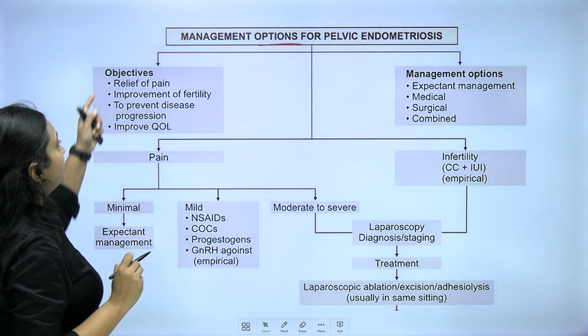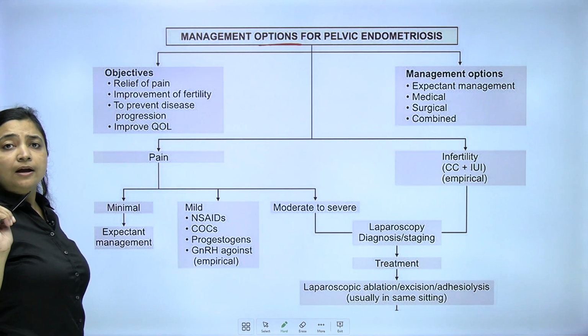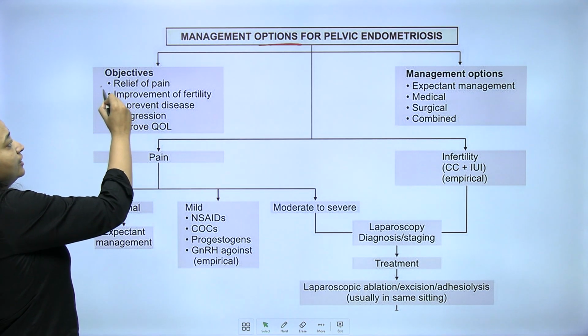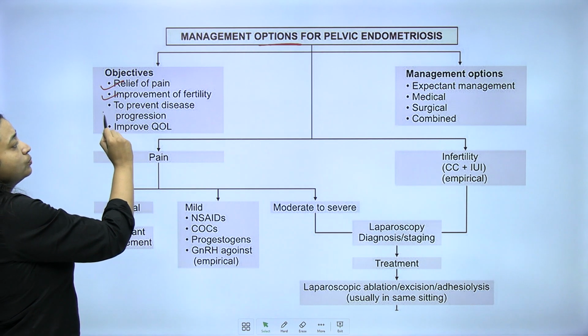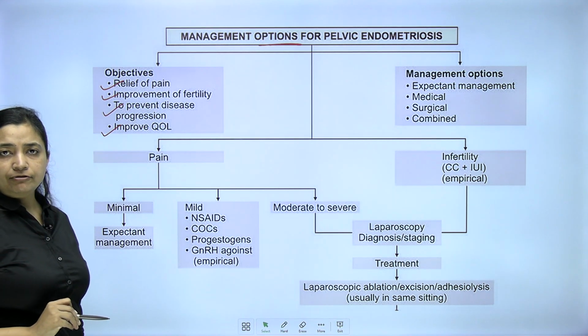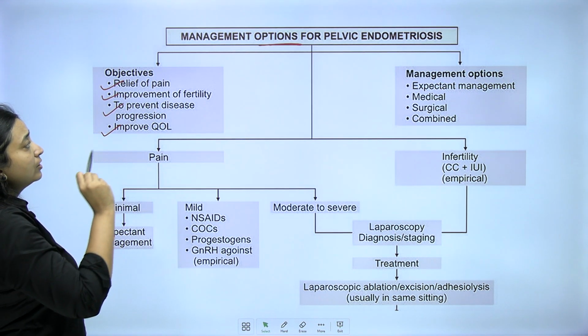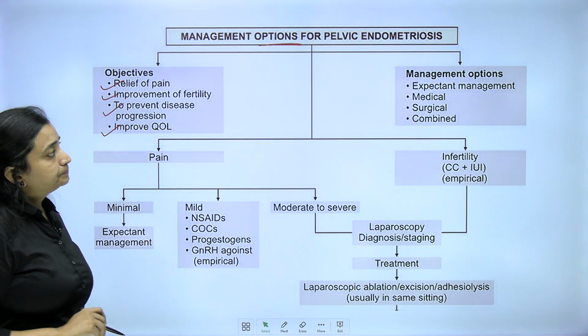Now, our objectives of the treatment. Why do we start the treatment? It all depends on the patient. She wants relief of pain, she wants to improve fertility, she wants to prevent disease progression, and improve the quality of life of the patient. Depending on what our prior objective is, we will go accordingly.